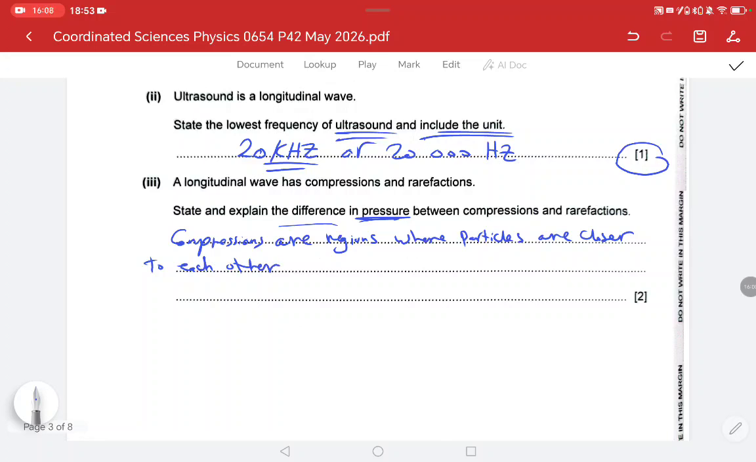So if they are closer, what does it mean? It means it's more dense, or you can say, of course, it's more dense and has more pressure, higher pressure, okay?